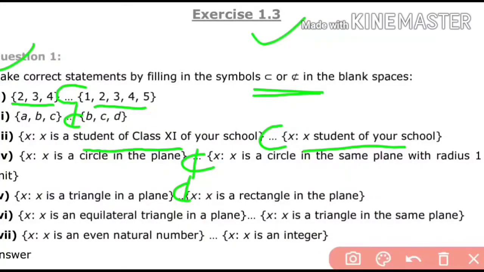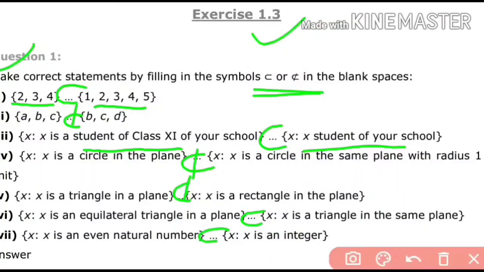Next is {x : x is an equilateral triangle in a plane}, and on the second side we have {x : x is a triangle in the same plane}. Equilateral triangles are a subset of triangles, so this is true and you write subset here. The seventh question is {x : x is an even natural number}, and on the second side, integers. Even natural numbers are a small set and integers are a big set, with odd and even numbers, all the numbers. So the left-hand side is a subset of the right-hand side, and you write subset here.